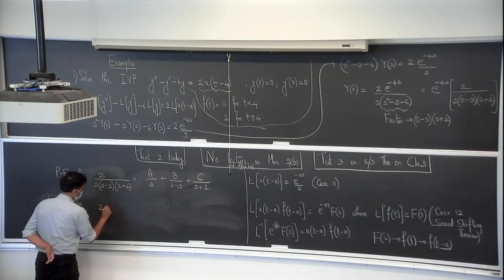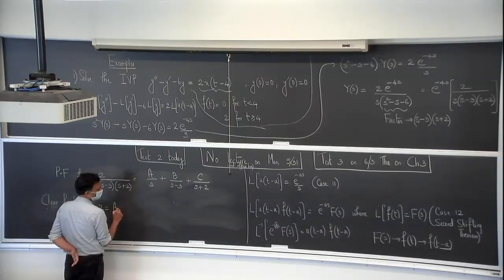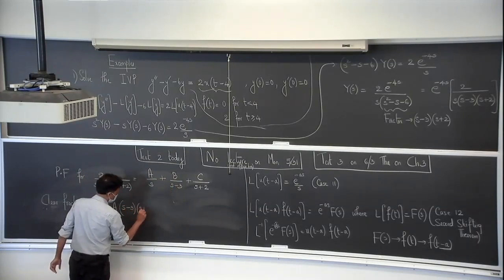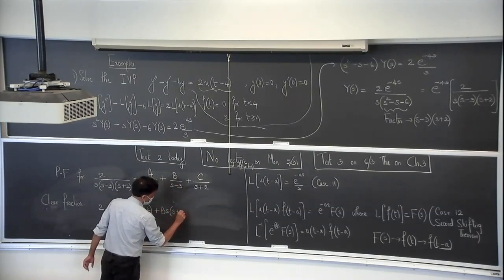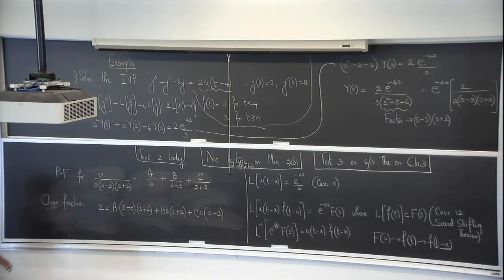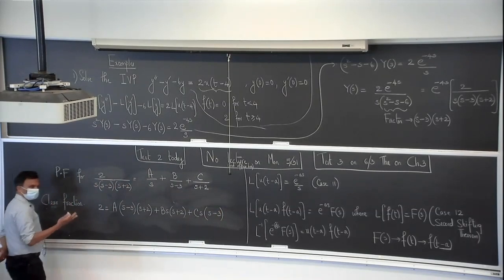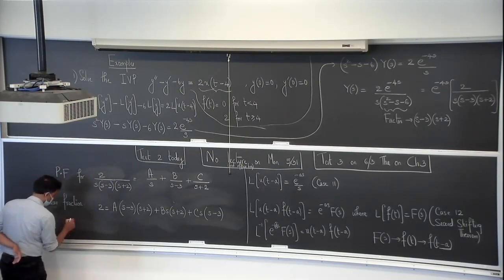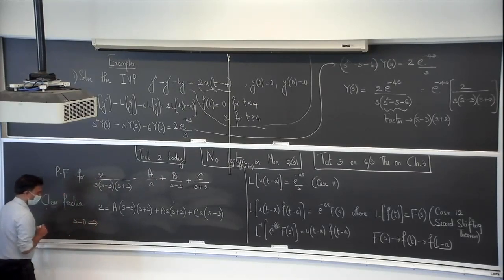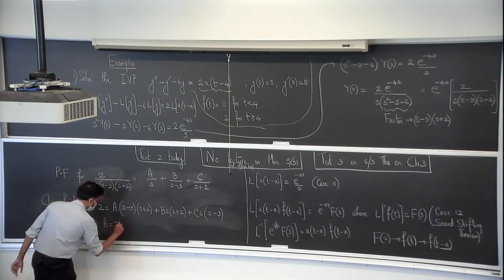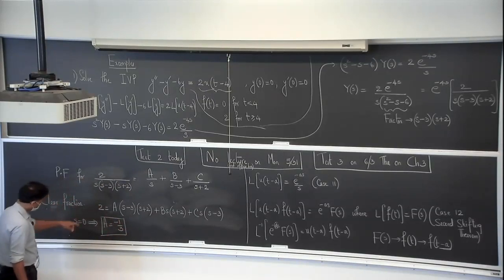And you get 2 equal to a times, so you're going to multiply whatever terms which are not in the denominator. So it's a times s minus 3 times s plus 2 plus b s times s plus 2 plus c s times s minus 3. You know what to do. Put some nice numbers in here. So s equal to 0 would shut off the second and third terms. That gives you a equal to negative 2/6, or a equal to negative 1/3.